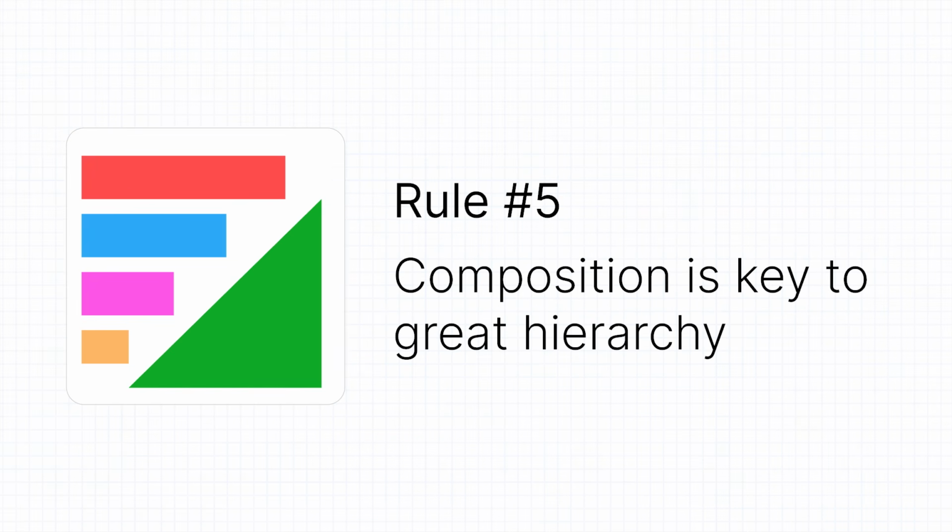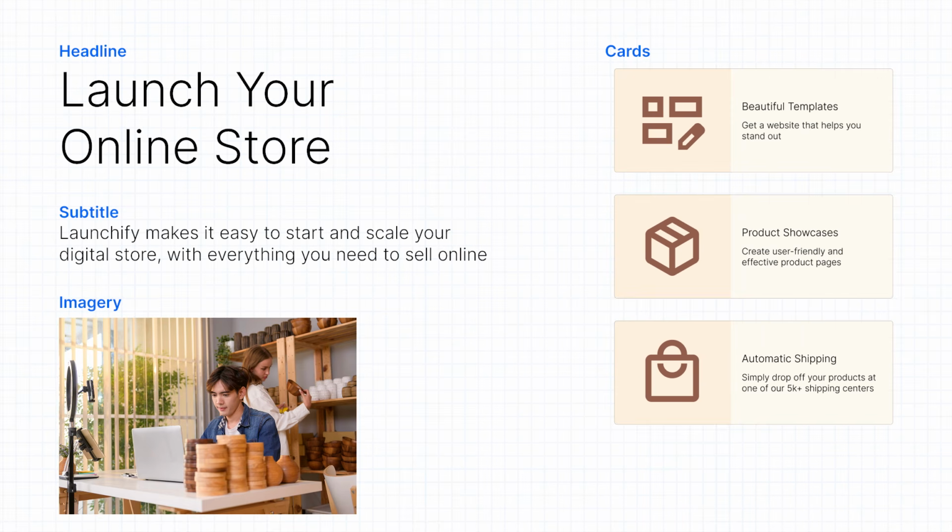That's why the fifth rule of visual hierarchy is this: composition is key to great hierarchy. Now, in order to learn composition, let's start with what we know already, which is how to create hierarchy in the first place. We'll begin with an example design and work from there.